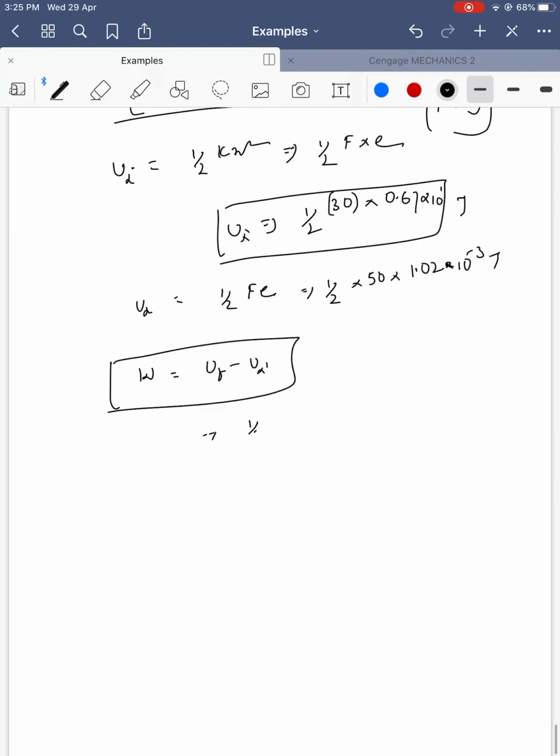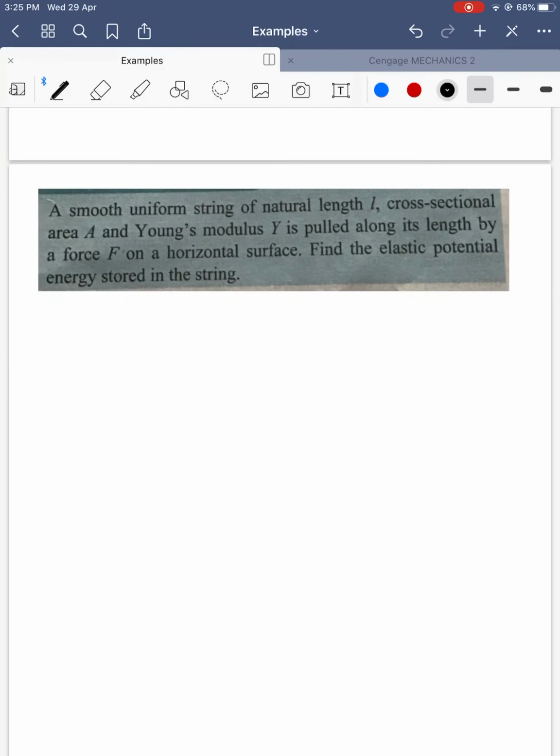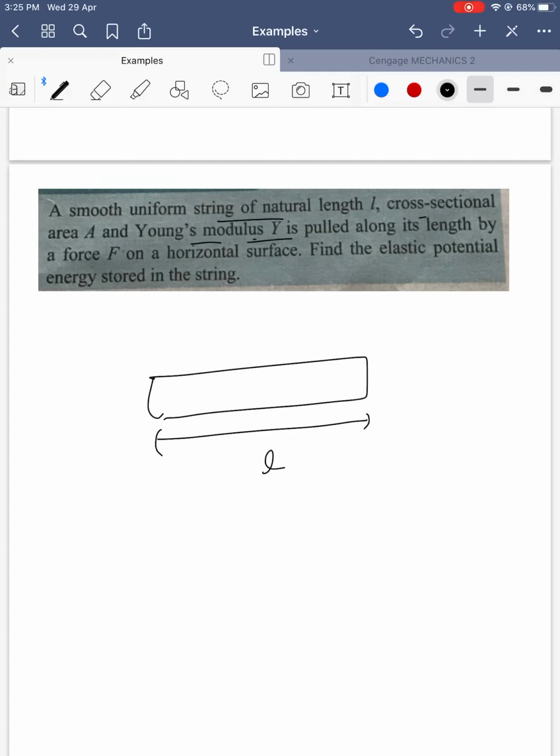Okay, let's go to the other question. A smooth uniform string of natural length L, cross-section area A, and Young's modulus Y, is pulled along its length by force F. Find the elastic potential energy stored in the string.